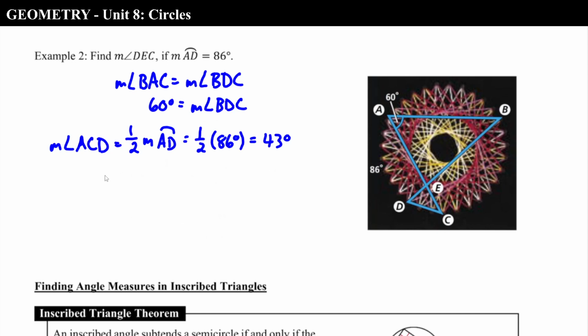So we use the triangle sum theorem. The measure of DEC plus the measure of the other two angles in that triangle, 60 degrees and 43 degrees, has to equal 180. So if you add those two angles together and subtract them from 180, you get that the measure of DEC is equal to 77 degrees.